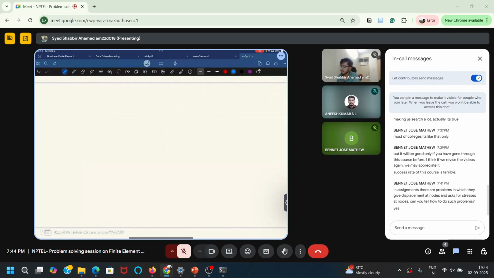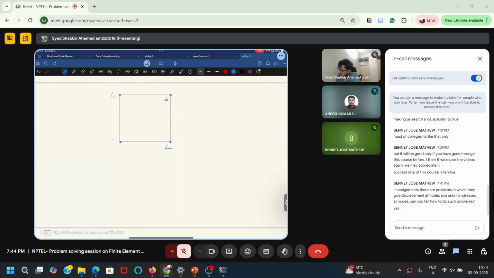So we have an element like this. This is some element, part of a bigger structure. This is one element, and they are using a four noded quadrilateral element.